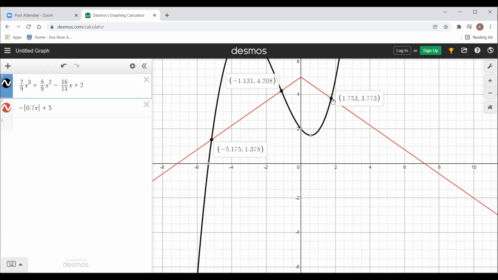We've got negative 5.18. X equals negative 5.18. X equals negative 1.13. X equals 1.75. I'm just writing X equals. Here, let me show you. Just like this.